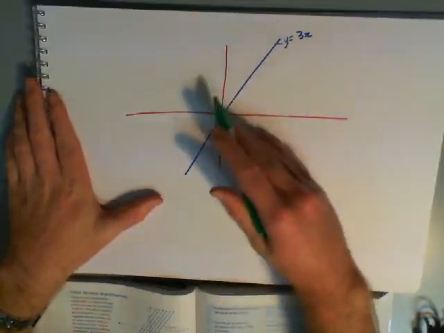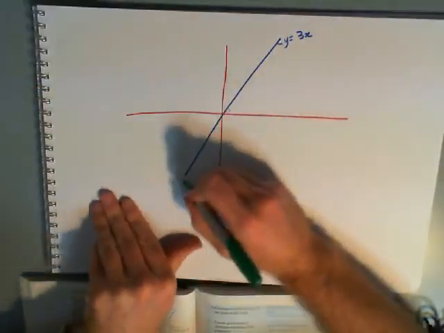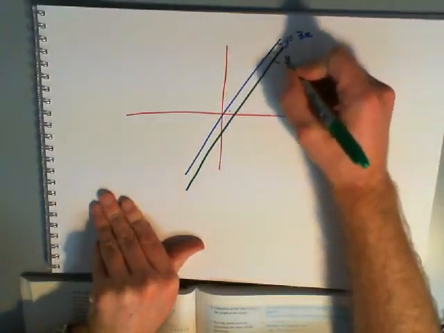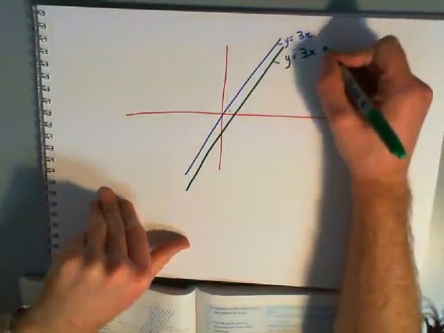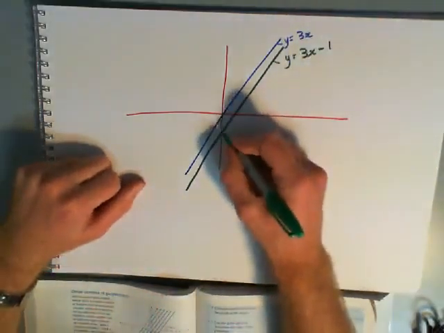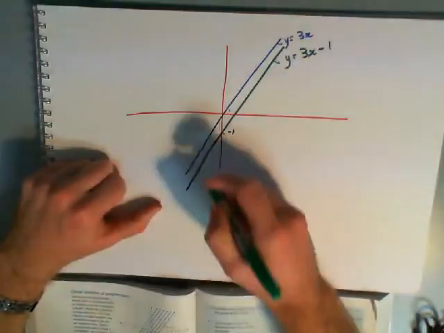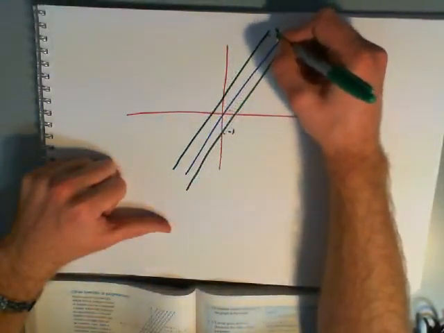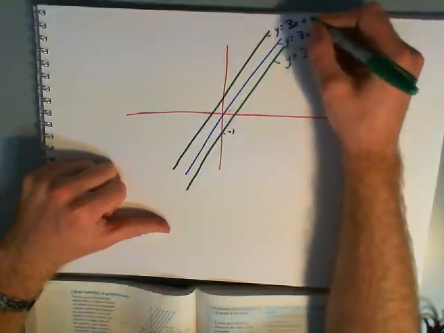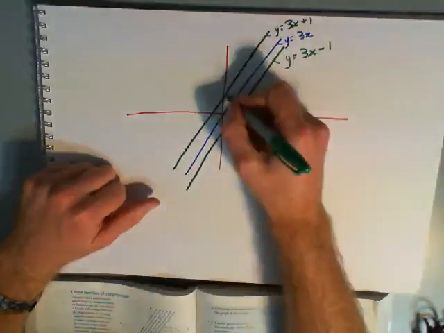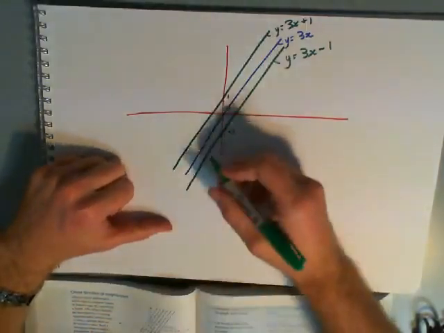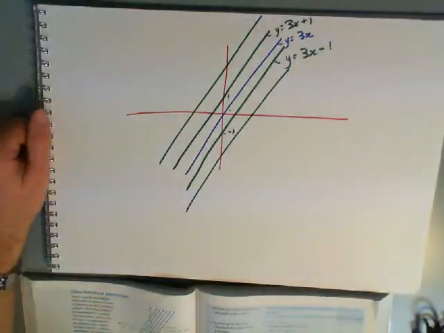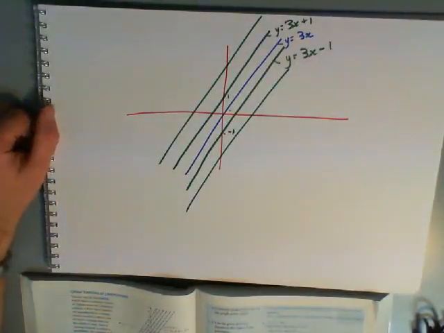So here's my first one. The y-intercept is 0. A very similar one would be this equation here, y equals 3x take 1, because it's going to go through the point -1. I can look at this example here too, y equals 3x plus 1, very similar, and it's going to go through the +1. And I could do the same thing for -2 and +2, and I can keep going.